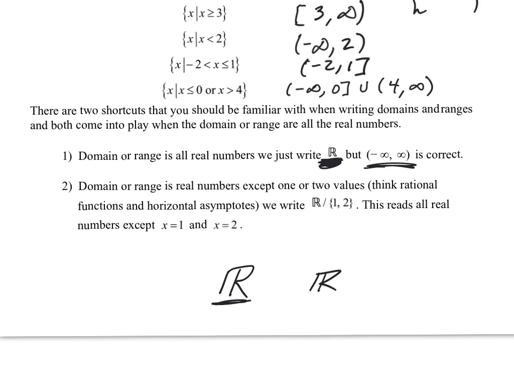Also, the domain and range can be written if we want to exclude two values with a little open slash like this. And what that means is that this is the set of all real numbers except 1 and 2. That's it for domain and range notation.